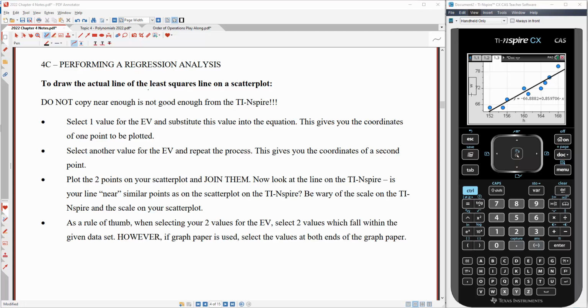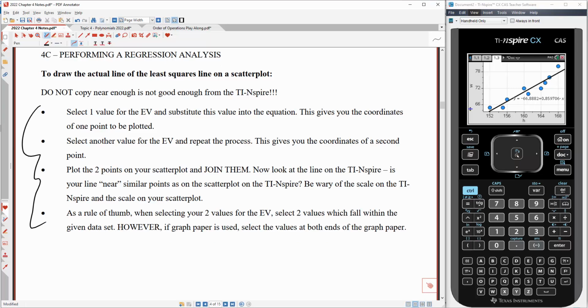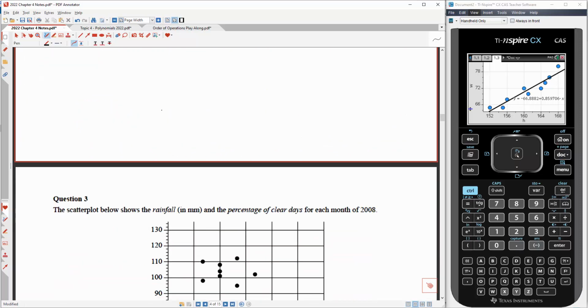When we draw the actual line of least squares on a scatter plot, we don't just copy it off the calculator. You don't look at the calculator and go, oh, I think that point there is roughly, and I think that point there is roughly. We need to get it exact, and this is the method that we use. So here are the points you're going to use to sketch it. But rather than read through them, I'm going to go ahead and do it and show you how it's done. So let's see how it works.